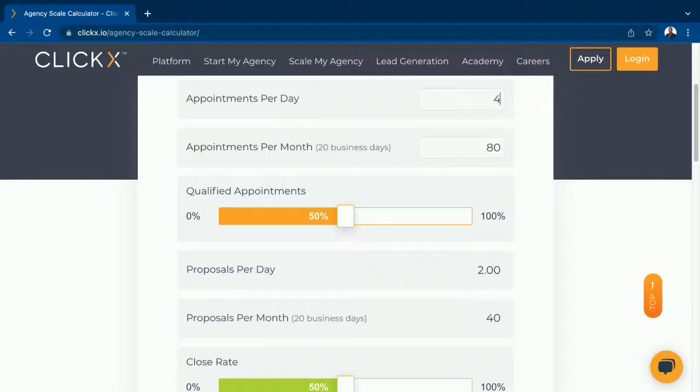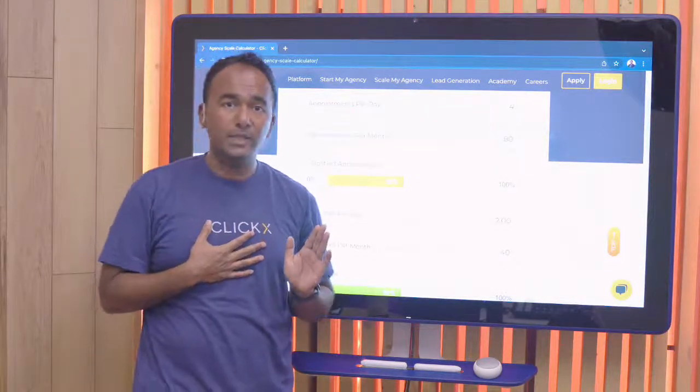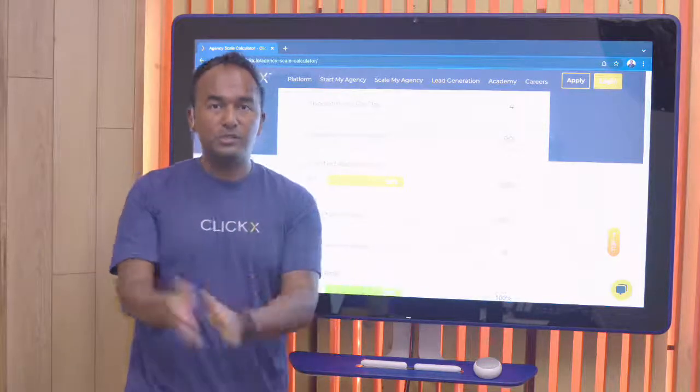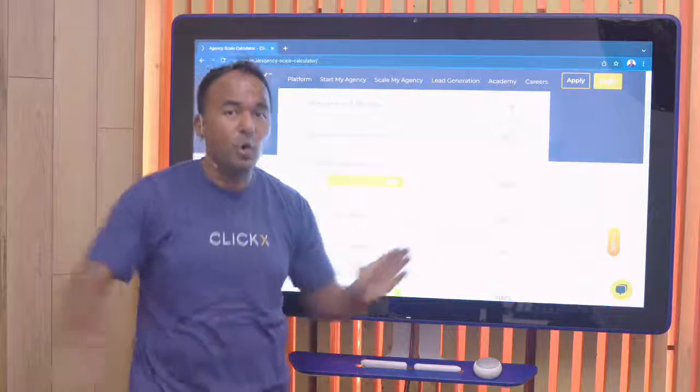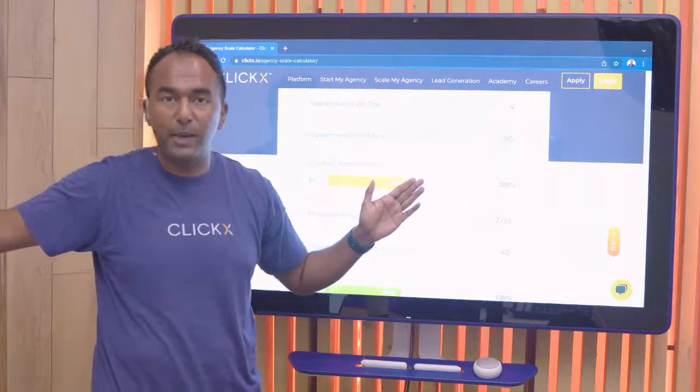Absolutely. And in my world, 80 sounds like a small number. I hope I can talk to more people. 4 appointments a day, that's 2 in the morning, go to lunch, 2 in the afternoon. You've got so much time left in the day, you should be able to get another 3 or more booked appointments in my world.